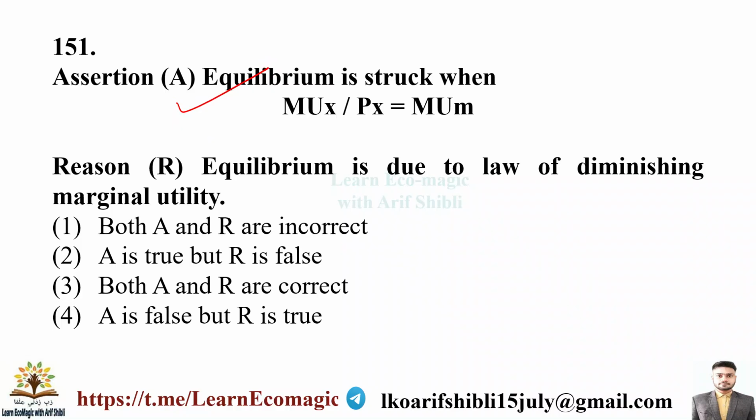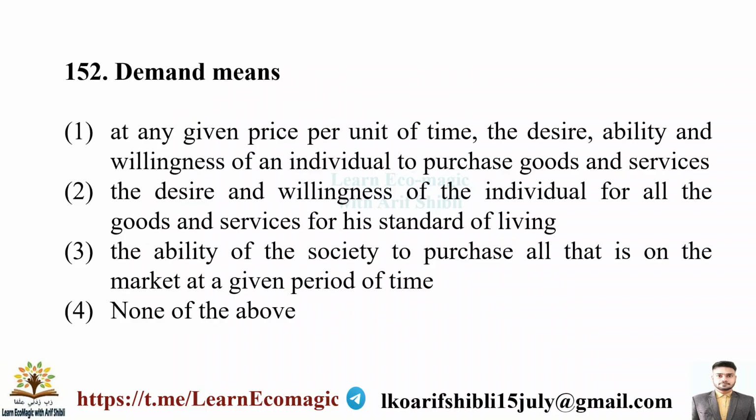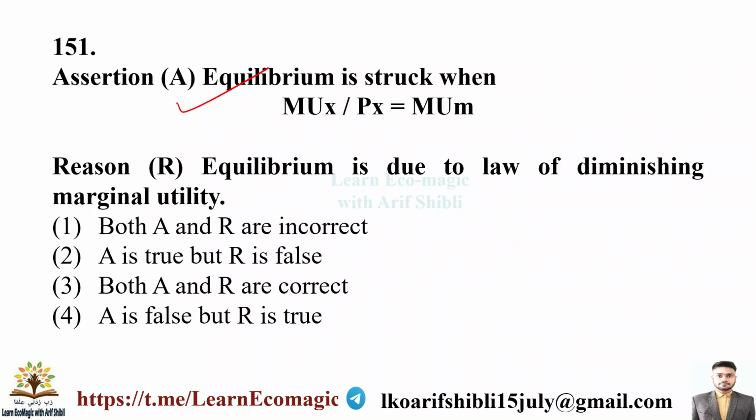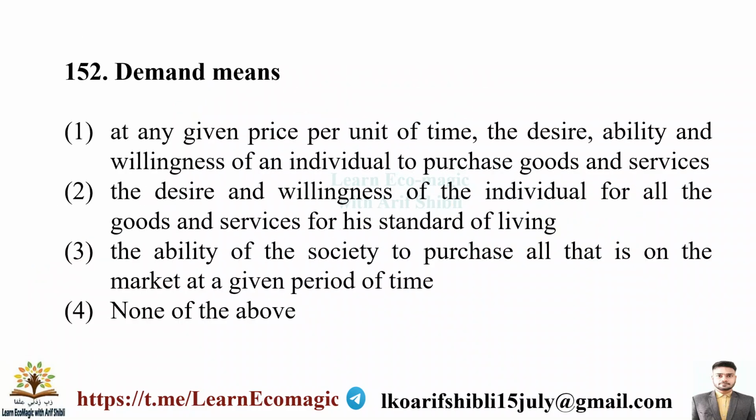Equilibrium is due to law of diminishing marginal utility. This is false. The law of diminishing marginal utility explains why MU declines with consumption, but equilibrium arises from the condition that MU per unit price is equalized across goods. So this is not the right option. Our answer is A is true, but R is false. So the right option is 2.